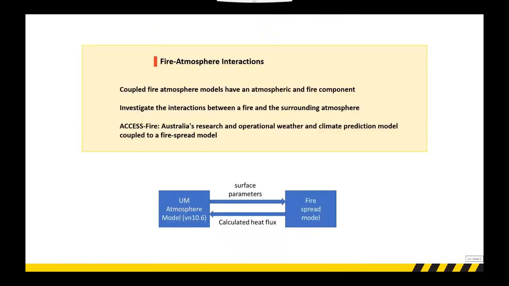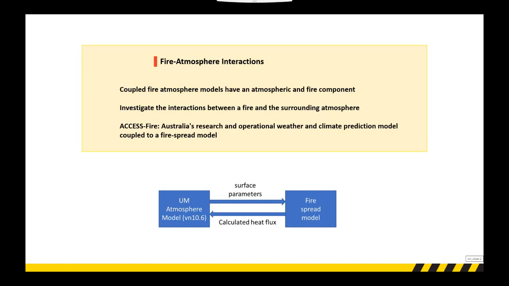So we've been running a coupled fire atmosphere model to look at the fire and atmosphere interactions. There are a number of different coupled fire atmosphere models available internationally, being used mainly in research. They have an atmospheric component and a fire component, and we use them to investigate the interactions between a fire and the surrounding atmosphere. The model that we're using is Access Fire. Access is Australia's research and operational weather and climate prediction model, and it's been coupled to a fire spread model.